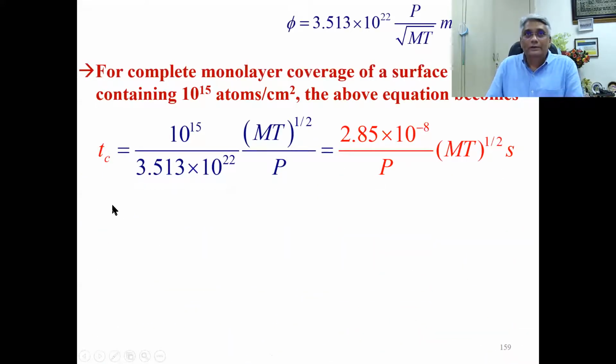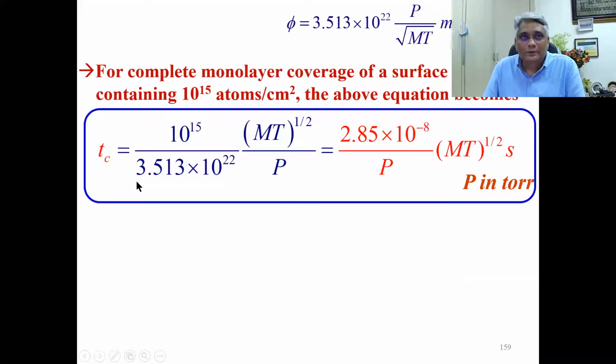This gives you another empirical relation where your TC is equal to 2.85 times 10 raised to minus 8 by P in torr, pressure, times root of MT, seconds. So many seconds, no? So using this relation, we should be able to calculate the characteristic contamination time of a surface.